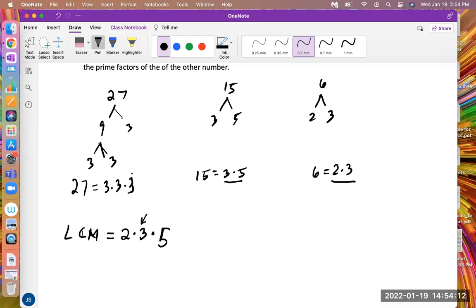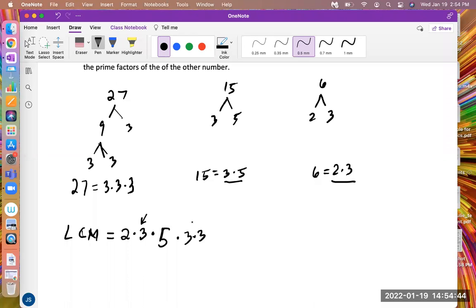And then it also has to have all the prime factors of 27. So it has to have three 3s, and I already have one 3, so all I have to do is add two more 3s. Now we can double check this. It has all the factors of 6, at least one 2 and one 3, it does. It has all the factors of 15, at least one 3 and one 5, it does. And it has to have all the factors of 27, three 3s, and it does. And so this is the least common multiple.